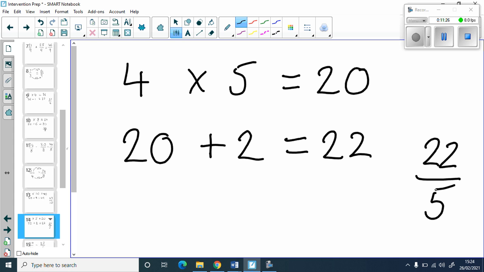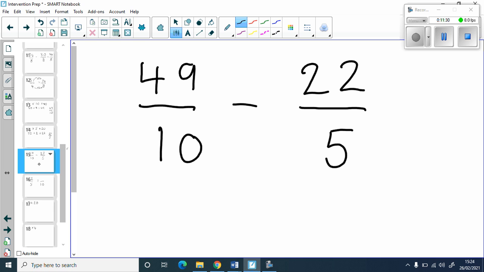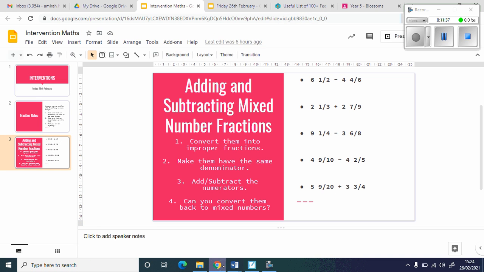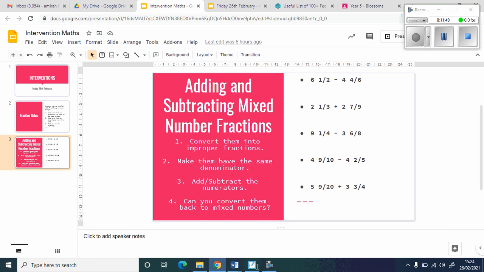And here we go then. Let's have a look. So we've got 49 over 10, take away 22 over 5. What's the next thing we need to do? As I've shown you so many times now, we need to add or subtract the numerator, step 3. Oh no, sorry. Next thing we need to do is, of course, we need to make our denominator the same. We're on step 2 here. Make the denominators the same.